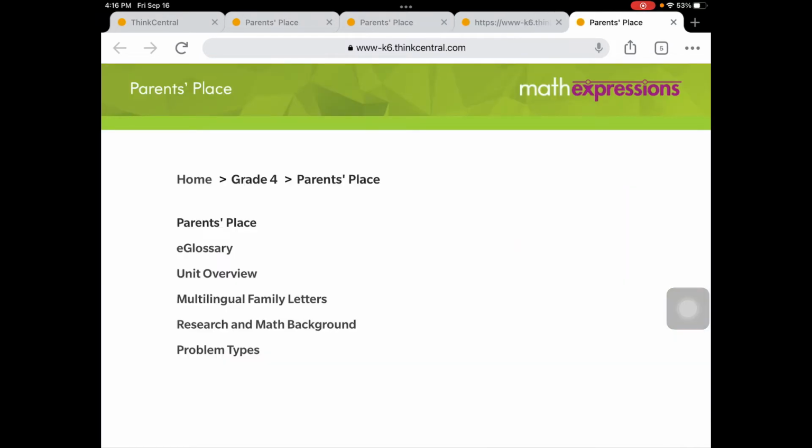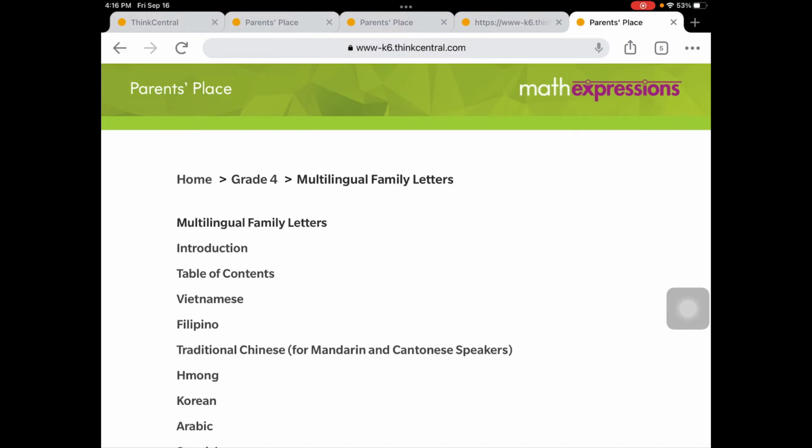Next place I want to direct you to is the family letters. The family letters, the multilingual letters, can be found in this section here. Most students will be sufficient with an English and Spanish version, and that can be found at the beginning of the unit in their student book. This can be pulled out and sent home. One side's English, the other side is Spanish.